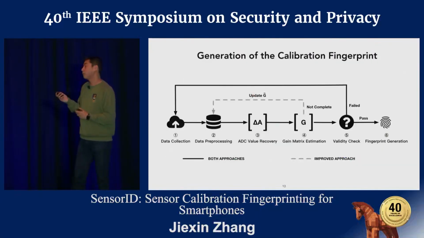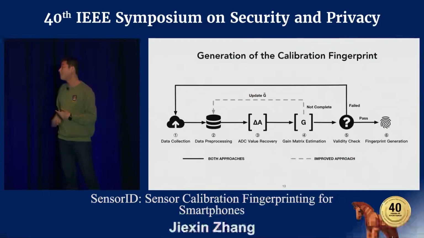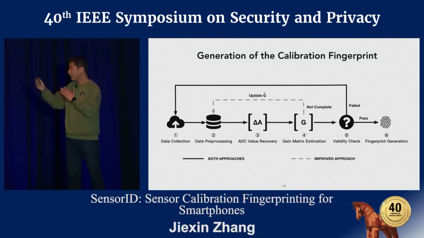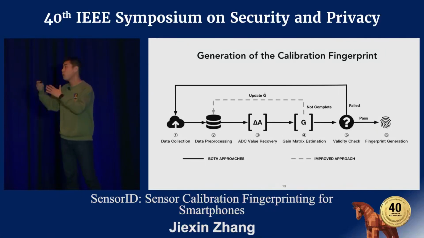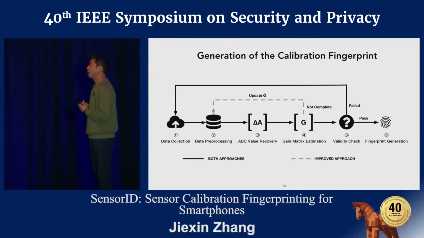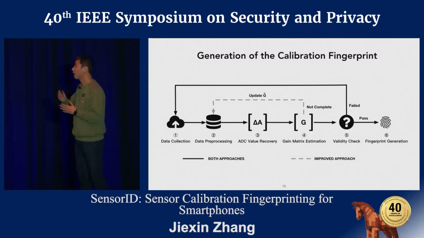And this diagram illustrates the major steps to recover the value of the gain matrix and to further generate the calibration fingerprint. So the calibration fingerprint is just another representation of the gain matrix based on the device model, because we found that different device models use different representations of this gain matrix. And we already talked through the first three steps, which allow us to recover the value of the ADC. And once we have the value of delta A, and we know delta O, then linear algebra would allow us to estimate the value of the gain matrix G here.